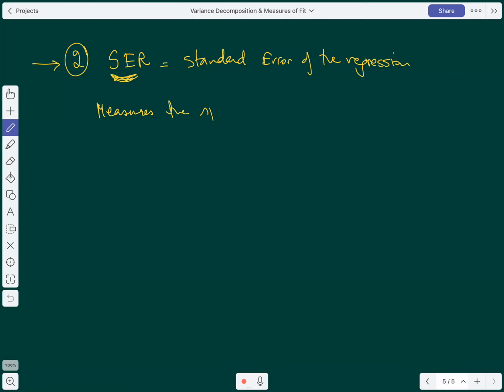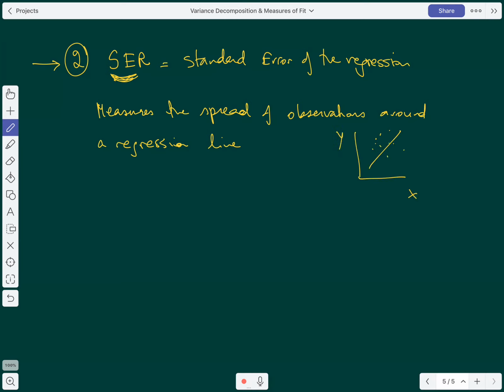So you can define SER as a statistic that measures the spread of observations around a regression line. We want to see the spread of observations. This is y, this is x, this is the relationship. I want to check the spread of the observations around the regression line.